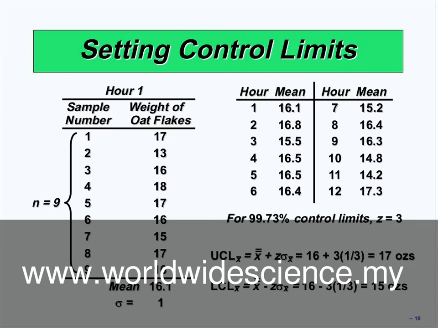I repeat again, sigma x bar and sigma are different. Sigma x bar is calculated by sigma divided by the square root of n.